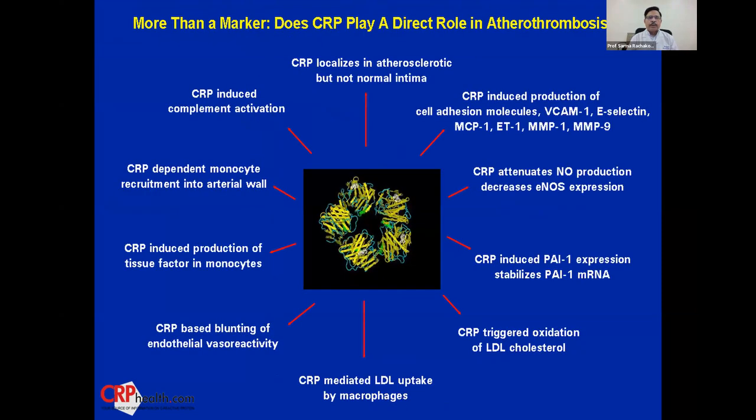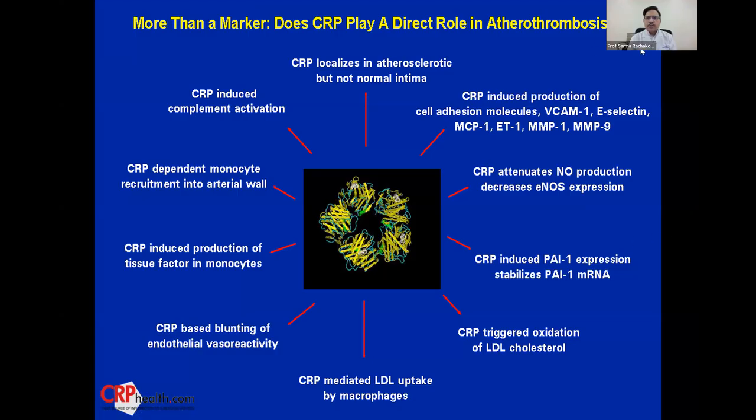Now, how does CRP play a direct role in atherosclerosis? What is the mechanism? How does CRP play an active role? CRP localizes in atherosclerotic but not normal intima. If the intima is normal, it will not touch it. If the intima is already atheromatous, CRP will go and sit there and do the damage.